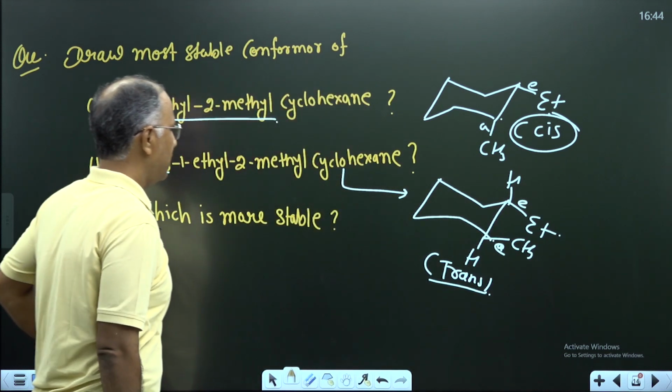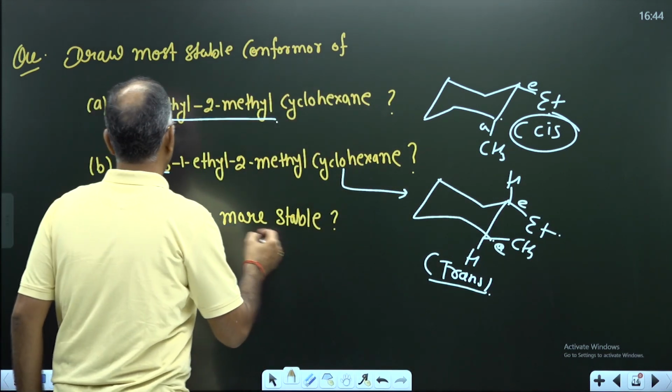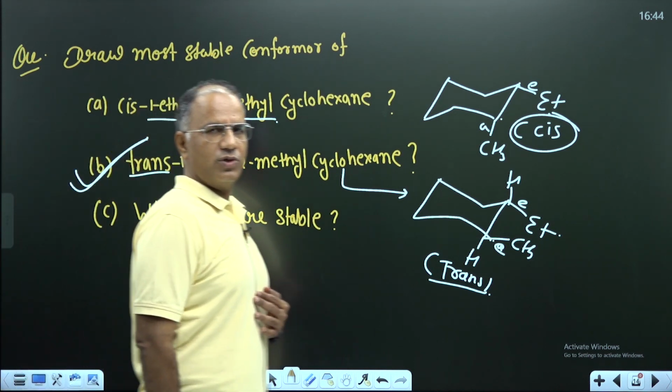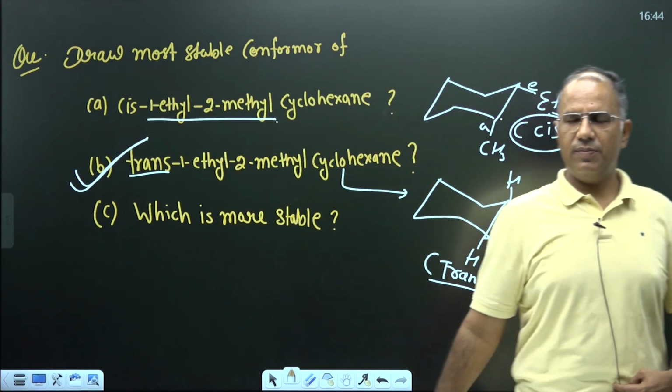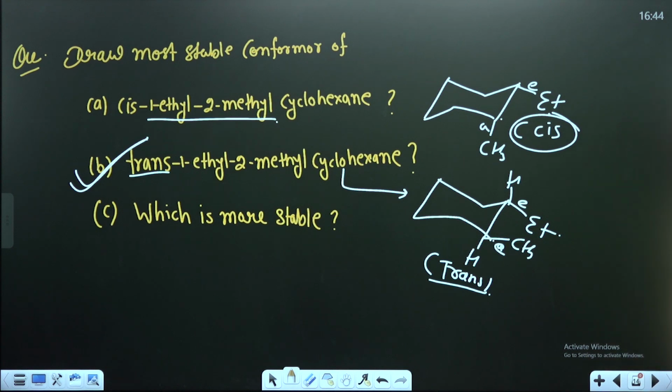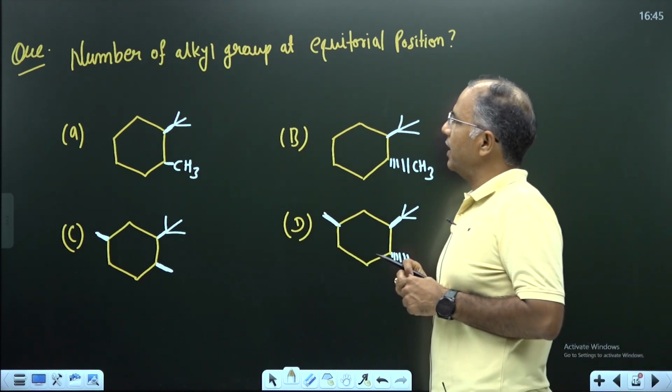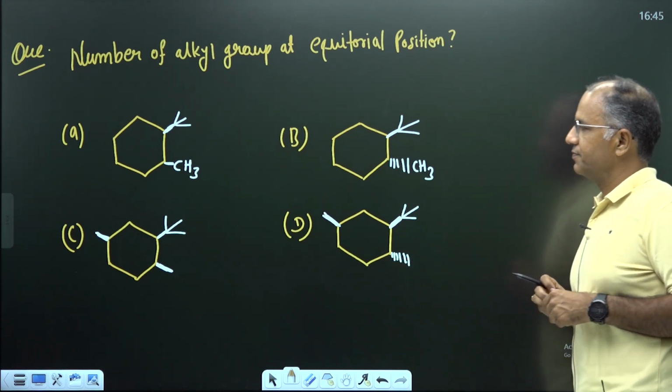Now, which is more stable? Trans is more stable, because the more the equatorial positions, the more the stability. Now try this. Number of alkyl groups at equatorial positions. In each example, you have to find how many alkyl groups are at equatorial positions.